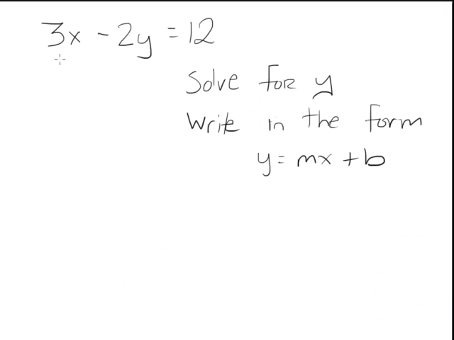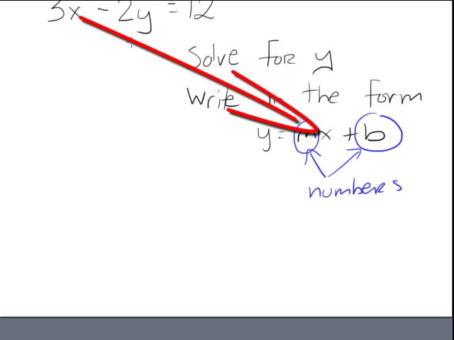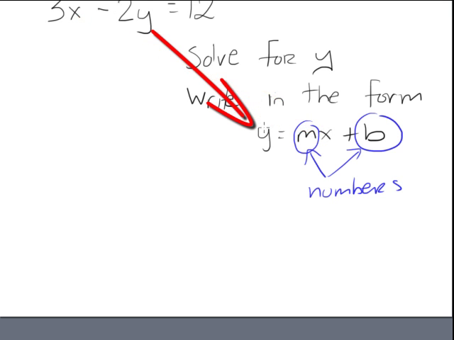Alright, so here I have 3x minus 2y equals 12, and I have to solve for y. But I have to write my answer in the form of y equals mx plus b. Don't be confused about this m and b that's over here. M and b, these are just numbers. The x is actually this x over here, and this y is this y over here.